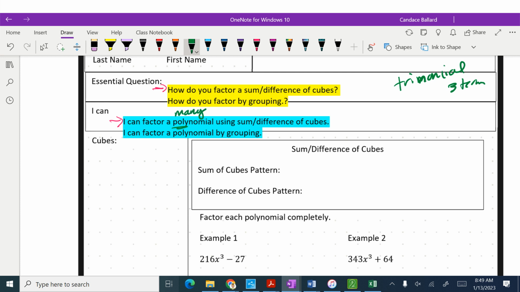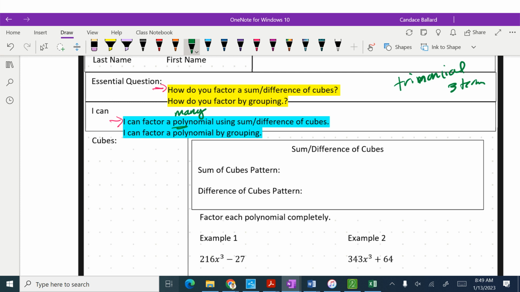So many terms. That could mean 2 terms. That qualifies as a polynomial. It could be 3 terms. It could be 4, 5, or 6 terms. We're probably not going to get into the 5 and 6. Maybe I'll make that a weekly skills check further on down the line. We'll see if I can challenge you later. But we're just going to work with 2s and 3s, maybe 4, and then we'll have some 4s when we do the grouping.